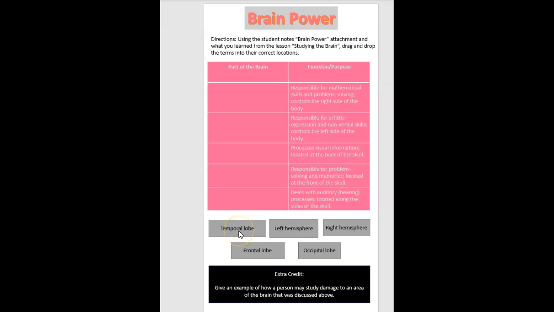Your words: temporal lobe, left hemisphere, right hemisphere, frontal lobe, occipital lobe. And then extra credit if you are so interested: give an example of how a person may study damage to an area of the brain that was discussed above.